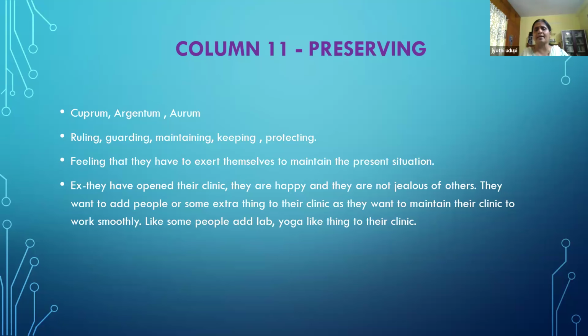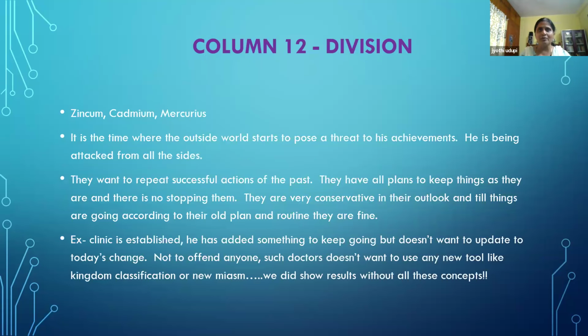They have opened their clinic. They are happy and they are not jealous of others. They want to add people or some extra thing to their clinic so that it works smoothly. They have bought new software. They have one receptionist in the clinic. Small things they add so that they don't fail. They do a lot of meditation techniques so that they are in running condition. So, if you remember, 10 was the peak, 11, 12 slowly coming down.